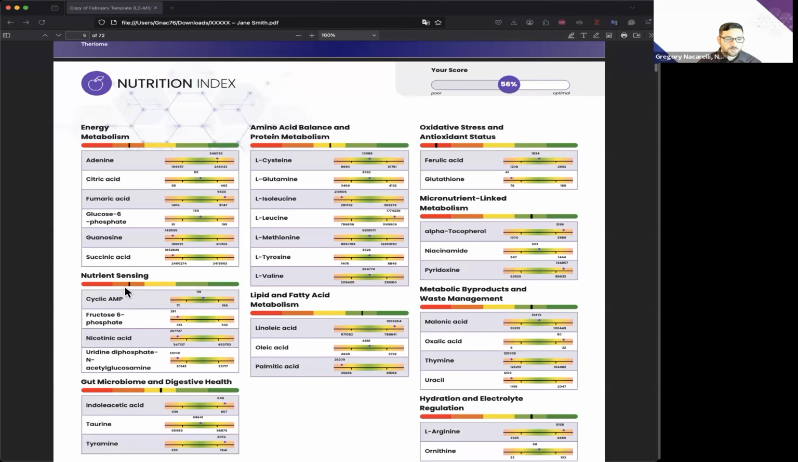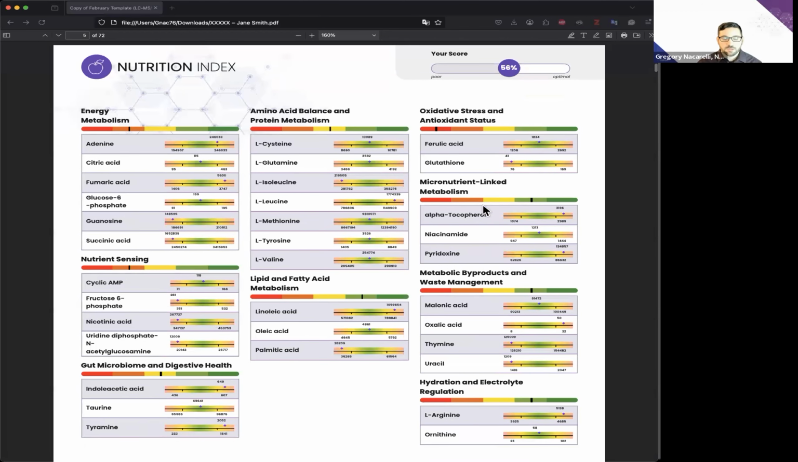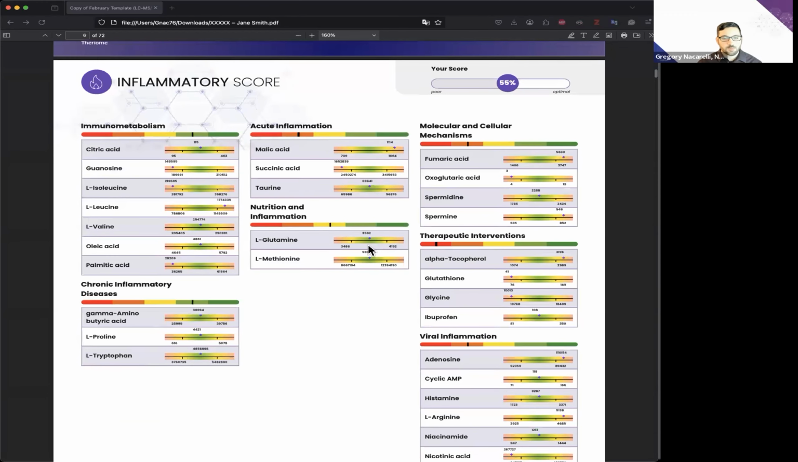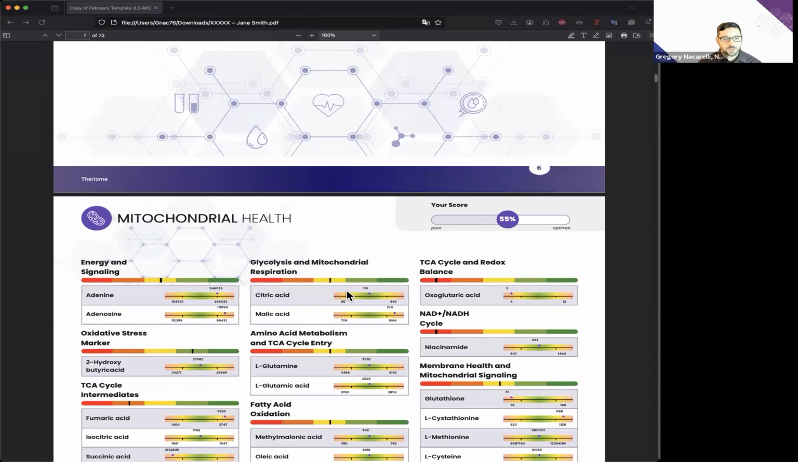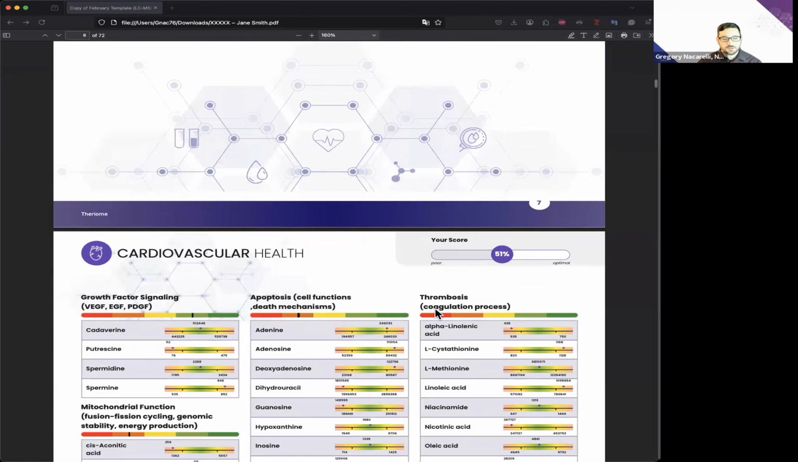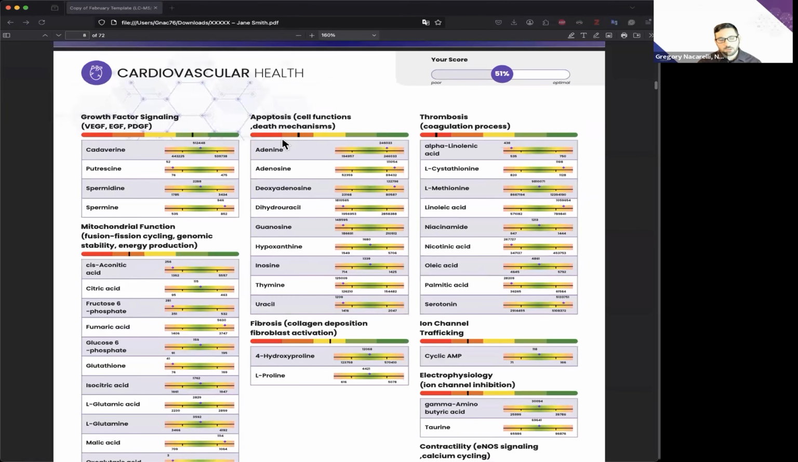So for nutrition, we have nutrient sensing, lipid and fatty acid metabolism, and micronutrient-linked metabolism. We'll see these ones for inflammation: immunometabolism, viral inflammation, chronic inflammatory diseases, and metabolites associated with that. Mitochondrial health is a big section that people are interested in. So we see energy and signaling metabolites, TCA cycle metabolites, and membrane and health associated metabolites. So there are dozens of subdomains that will be correlated with each subdomain, or excuse me, superdomain.